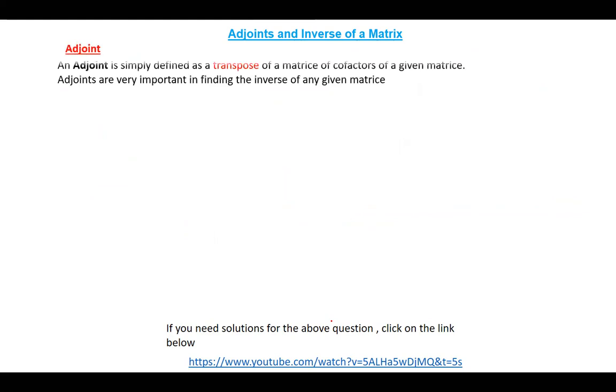Okay, let's look at the inverse in this last remaining 7 minutes. So if we find the inverse, you need to know what is called an adjoint. So the adjoint of a matrix is just the transpose of the matrix of cofactors of a given matrix.